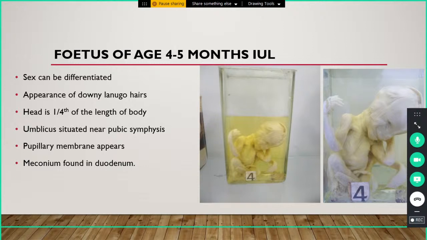Questions will be asked, what is the age of the fetus? In 4 to 5 months, you can appreciate whether it's a male or a female, so sex can be differentiated. There will be very thin and light lanugo hairs. Head is 1/4 of the length of the body, so head is larger. Umbilicus is situated near the pubis. Pupillary membrane just appears. Meconium found in duodenum.